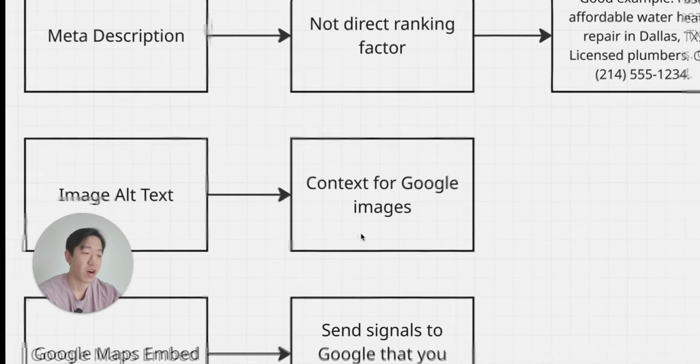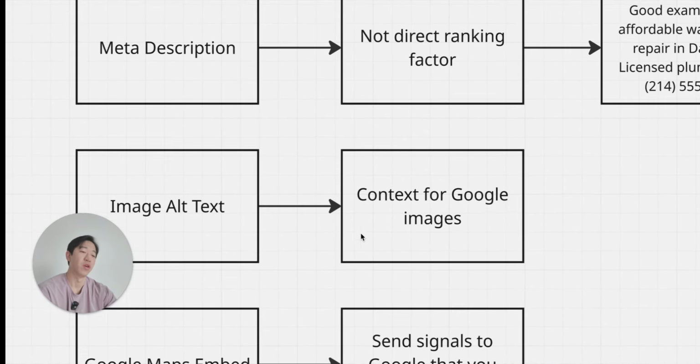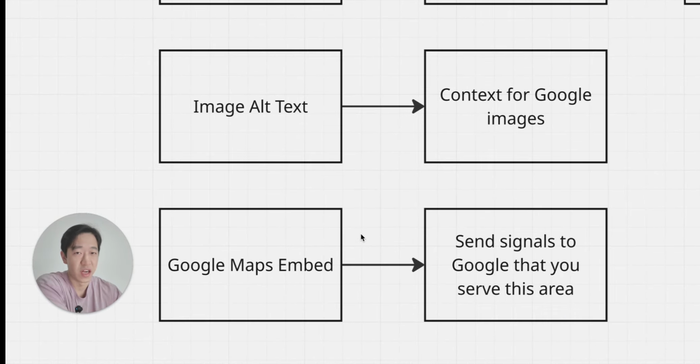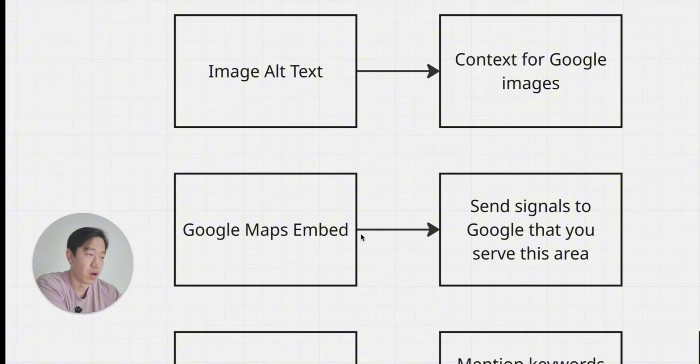Image alt text. This is more so context for Google Images. On any image, you can add an alt text that basically just describes what the image is, and it'll rank you on Google Images. But it's not a direct factor in terms of ranking you on Google.